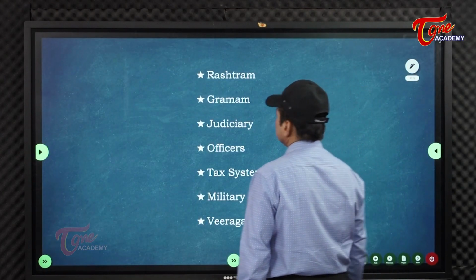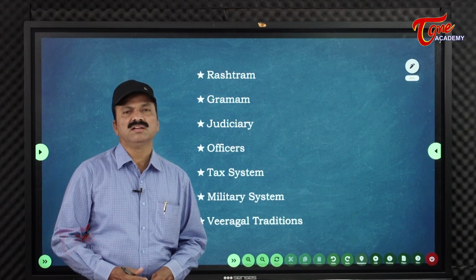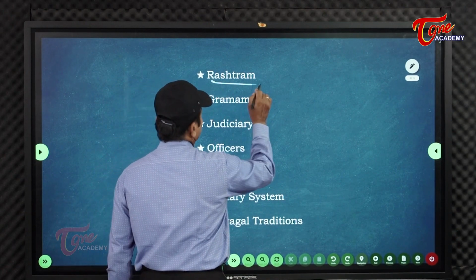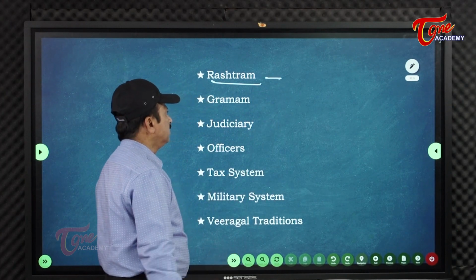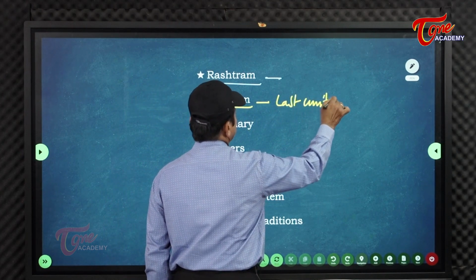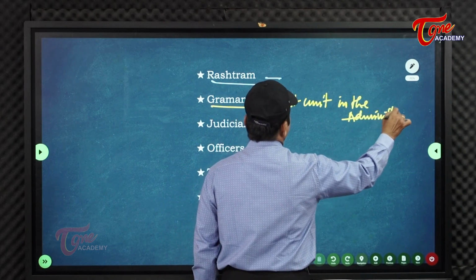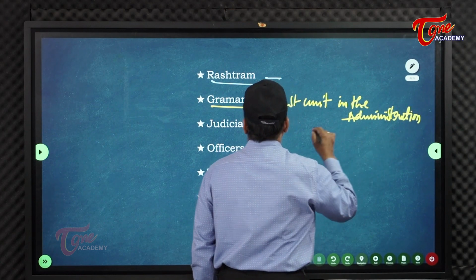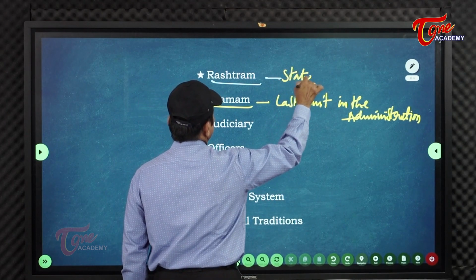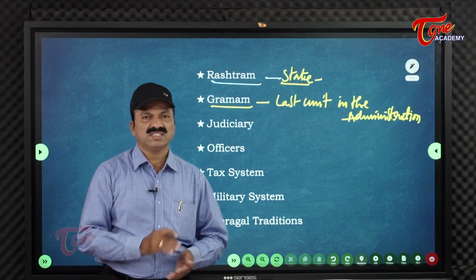So we can see Rashtra and Grama. Rashtra was headed by an Amatya, otherwise Rashtradipati. It is the first unit, the first division in the administration. The last unit in the administration is Grama. Rashtra indicates a state. The state is headed by Rashtradipati, otherwise Amatyas, Mahamatyas; different names are there.